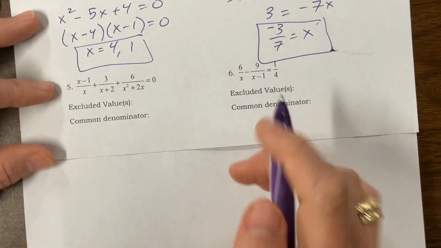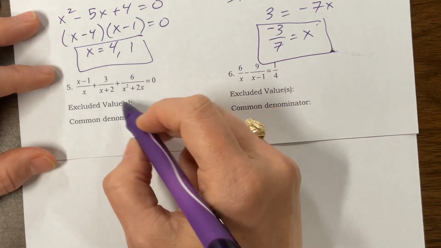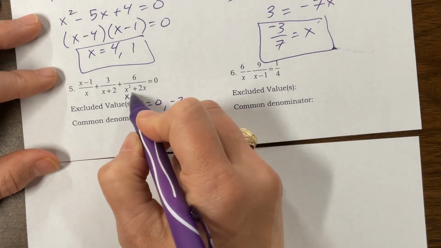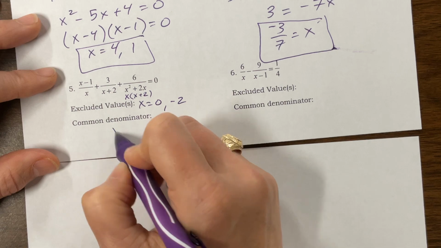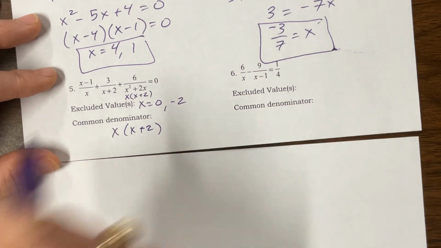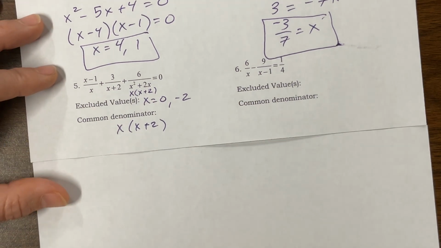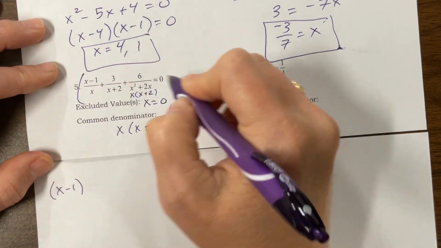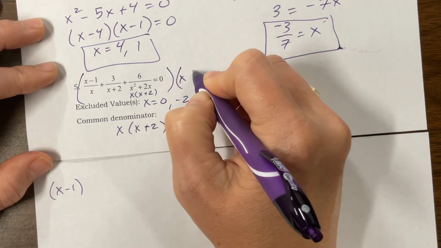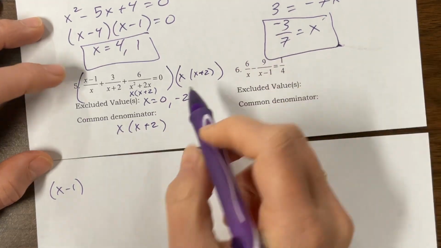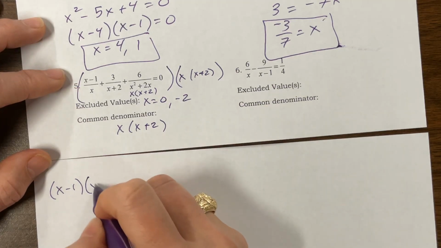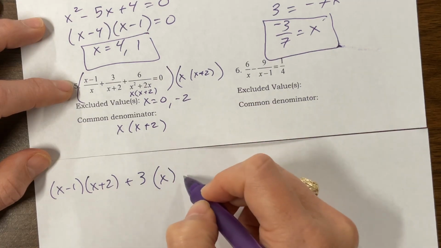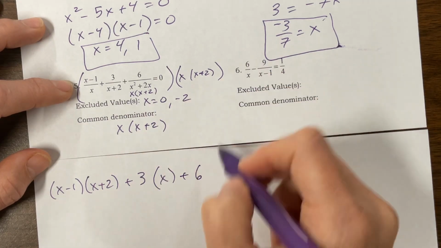On this one, okay, what are my excluded values? x equals 0 or negative 2. Notice right here I could factor this. This is x times x plus 2. And so my common denominator is x times x plus 2. So if I multiply everybody by x times x plus 2, I have this x minus 1, where when I multiply this whole thing by x times x plus 2, those are going to cancel, and we're left, but we still have this x plus 2. We have a 3 times this x plus 6. Everything cancels with everything is equal to 0.